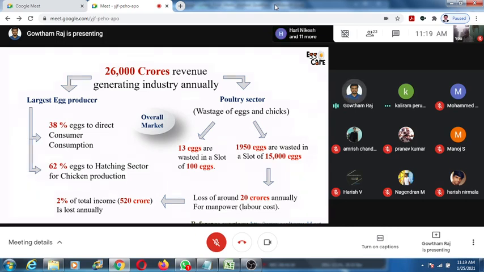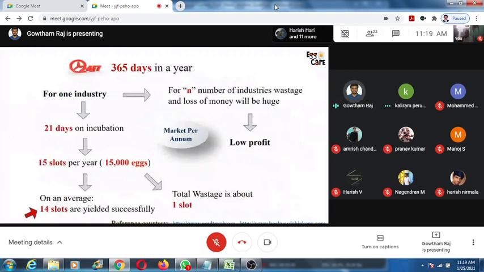So this is a 1 year slot. For 1 year, with 21 days of incubation, we can incubate around 15 slots, that is nearly 15,000 eggs. Even if the number of eggs gets reduced, the 21 days is constant time, so we are able to produce only 15 slots. And after eliminating all the wastages, 14 slots will be yielded successfully. So an entire one slot gets wasted in a particular year. This ultimately leads to low profit to the customers, and also the incubation industries.